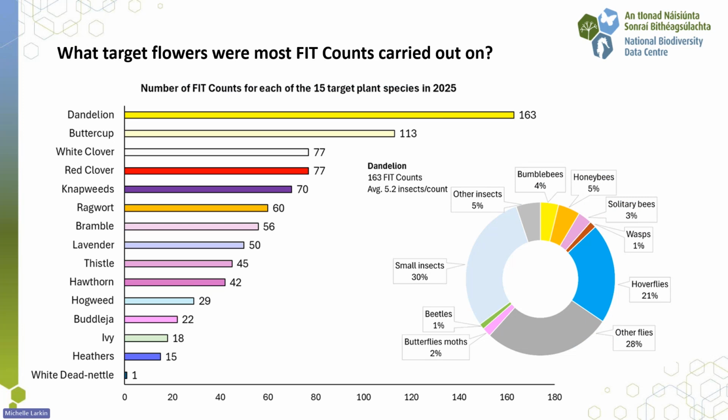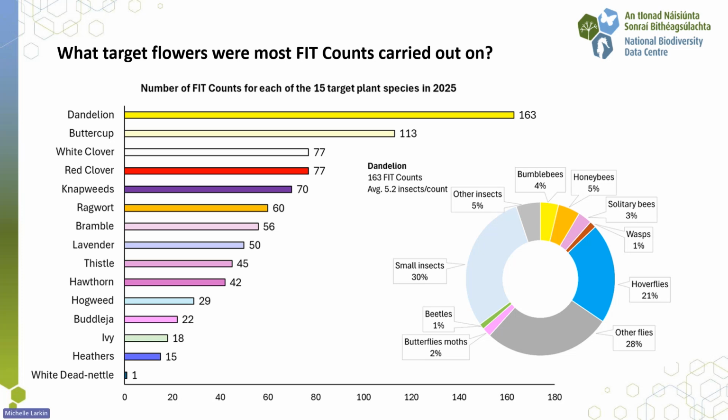In terms of target flowers, dandelions were the most common, followed by buttercup and then the clovers. But you can see here the list of all the target plant species. We wouldn't expect too many FIT counts on white dead-nettle, just because it's not as common as the other plants there.